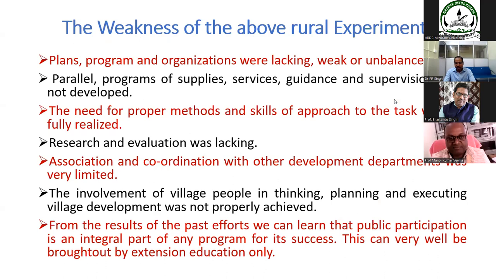Now, the weaknesses of these rural experiment programs. First, the plans, programs, and organizations were lacking, weak, and unbalanced, because these were individual-centric programs, developed individually, so they were not interoperable. Then the parallel programs of supplies, services, guidance, and supervision were not developed. Suppose we start a program but do not give any services or guidance. These are the lacunas or weaknesses.